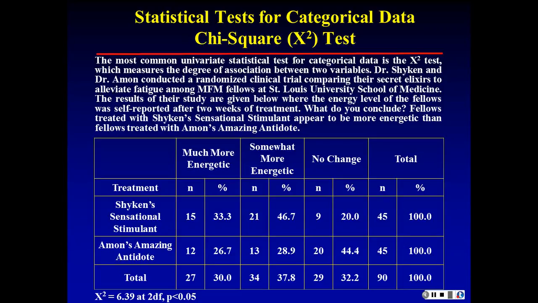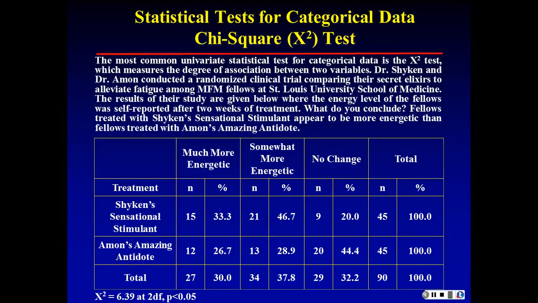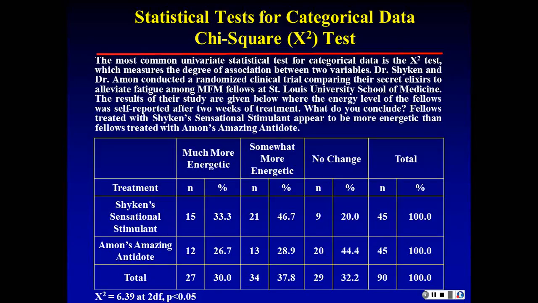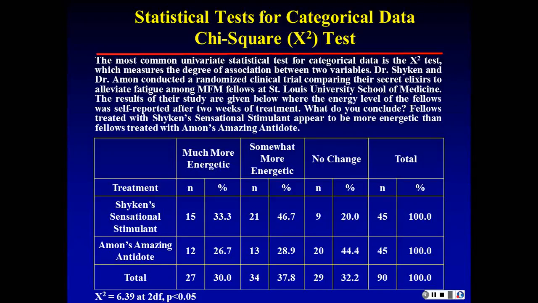Anyway, at the end of 2 weeks, the fellows reported how they felt. Did they feel much more energetic, somewhat more energetic, or no change? Now, if you just look going across the table, in the much more energetic column, which group has the higher percentage?